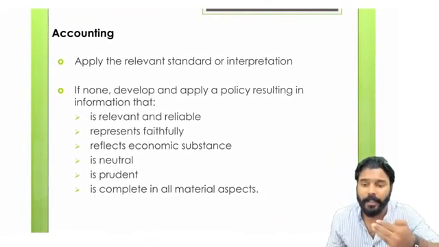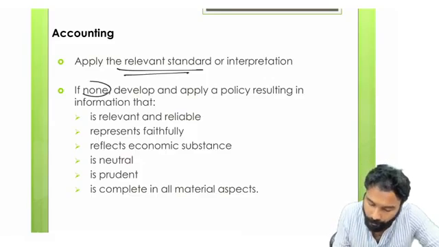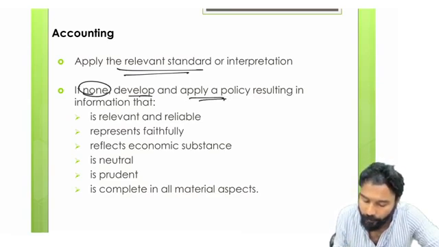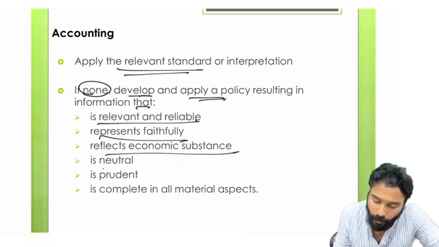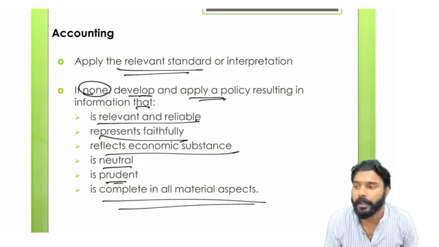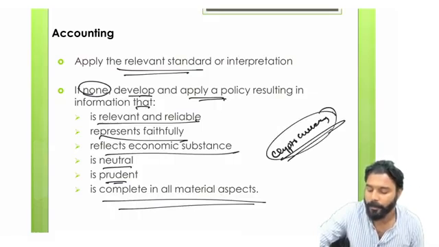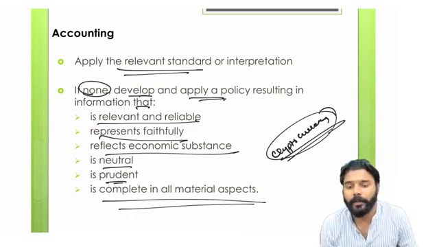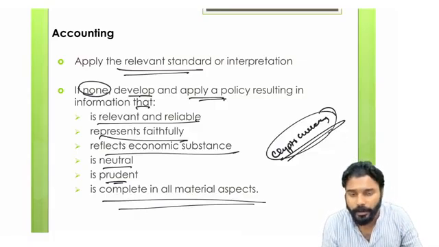Whenever we are applying these accounting policies, we should make sure we apply the relevant and appropriate interpretation. Suppose no particular accounting standard is found for treating a particular transaction; then we develop and apply a policy resulting in information that is relevant and reliable, represents faithfully, reflects the economic substance, is neutral, prudent and complete in all material aspects. What do you mean by it? Suppose you don't have a specific accounting standard. Let's say currently we don't have a separate standard for accounting for cryptocurrency. Depending on the situation, whether we are using it as funding, or trading it, or getting revenues in the form of cryptocurrency, we will use different accounting policies.